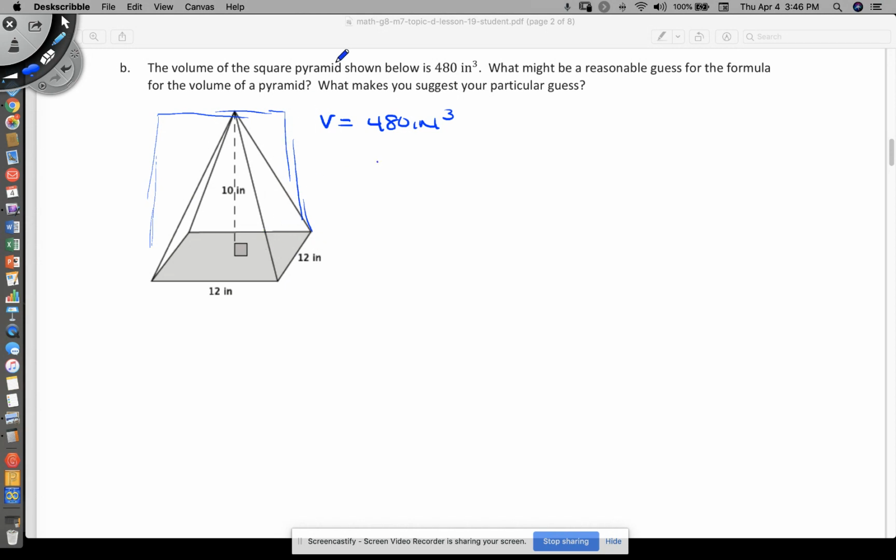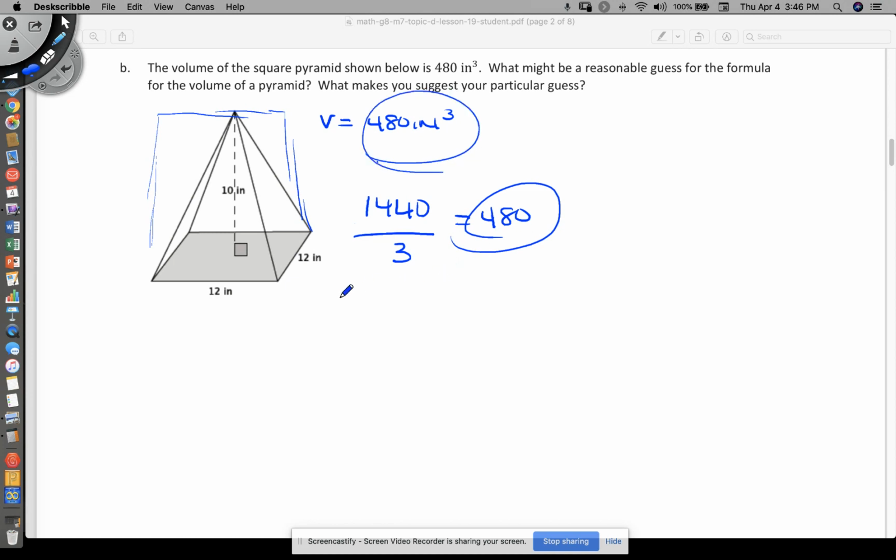So this is basically that prism that you just solved for, cut down to a triangle base or triangular sides. So we're going to say 1,440. We're going to divide that by 3 because this is 1/3 of the size. And that gives me 480, which is exactly what they said my volume was. So what can we say would be a formula? We would say 1/3 the big B times the H, the base times the height. All right, let's look at the next one.